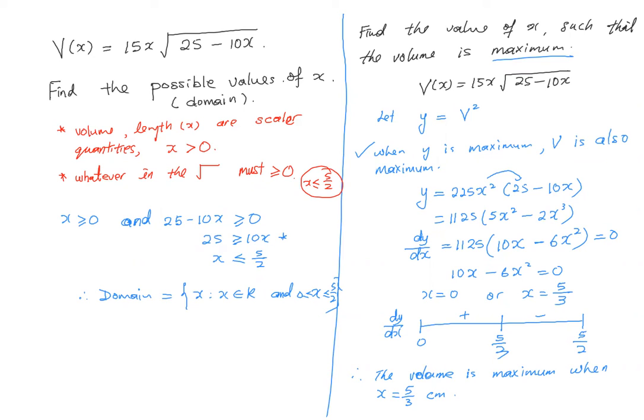Any more questions on this? Yes, Irfan. The volume can be 0. When x equals 0, if x equals 0, the volume is 0. Why not? Why can the volume not be 0?